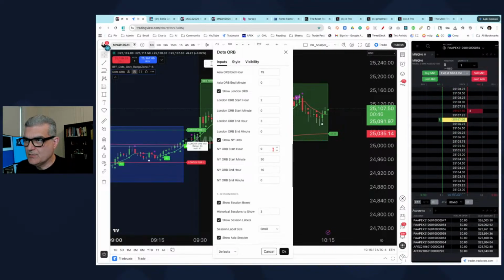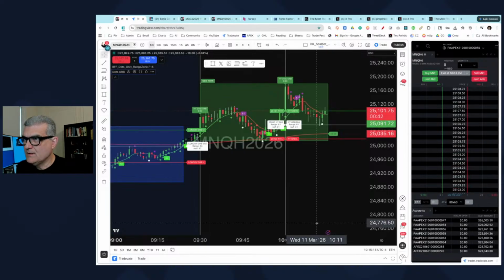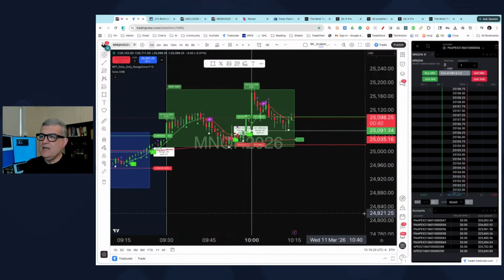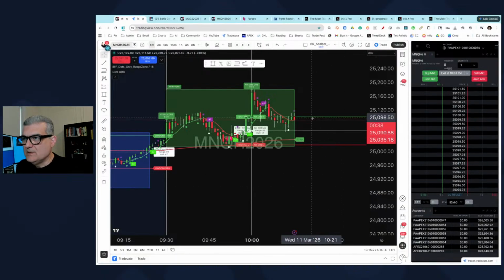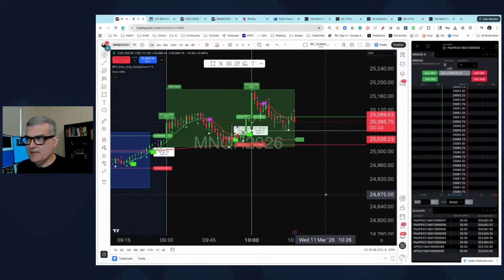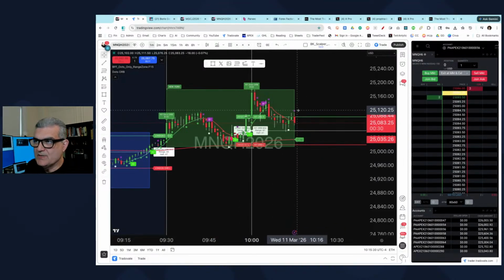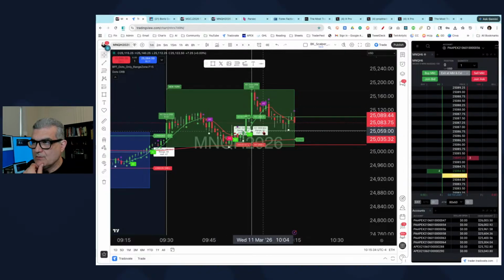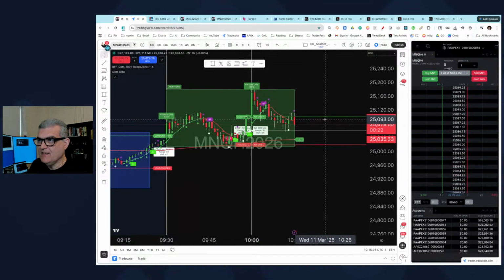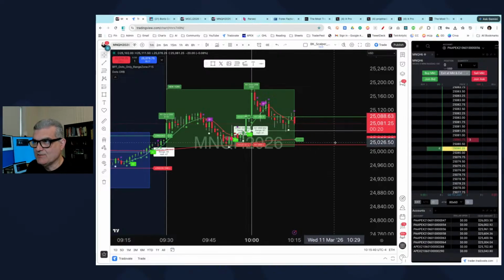New York ORB down 8, down 9. Okay, there we go. There's the New York ORB. So the green line is the upper end of the range. The red line is the lower end of the range. What I would have loved is if we broke the upper end of the range with an A2 signal. That would have been a long, but it didn't. It failed. And actually now we're back into the range.